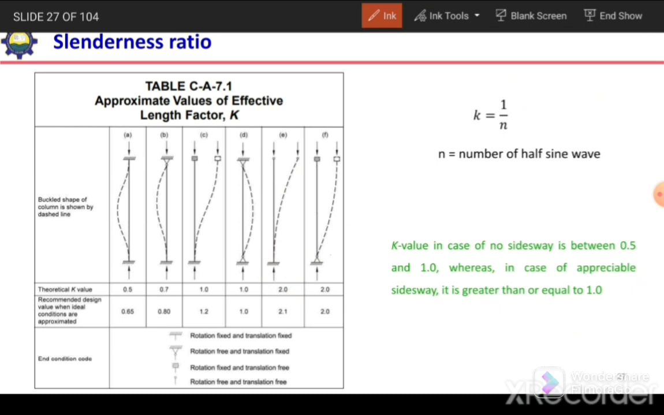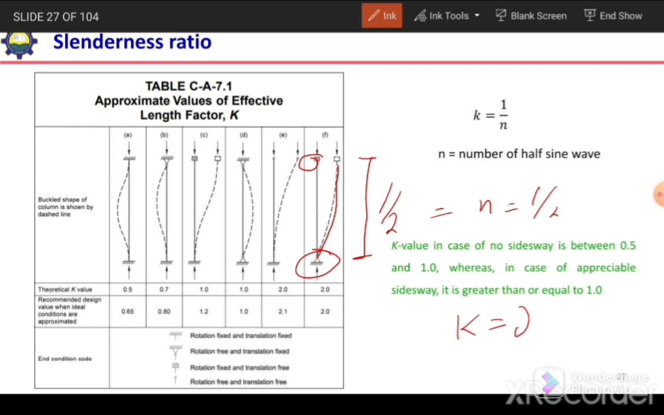And in the last case we have pin support at the bottom, and we have a support at the top in which the rotation is fixed but translation is free. So the curvature will be like this. So this is again a half of half sine wave. So n is equal to 1 by 2. So k will be equal to 2. So we can see over here k value is 2.